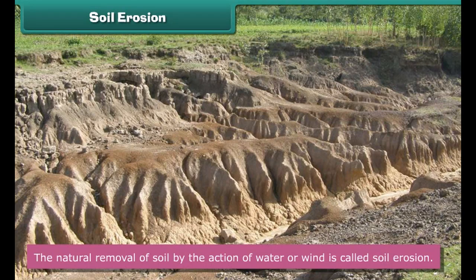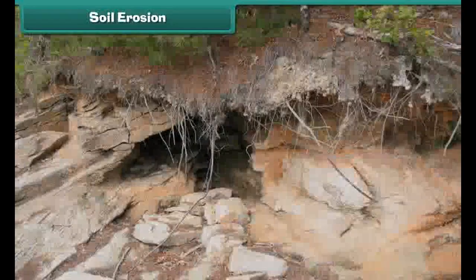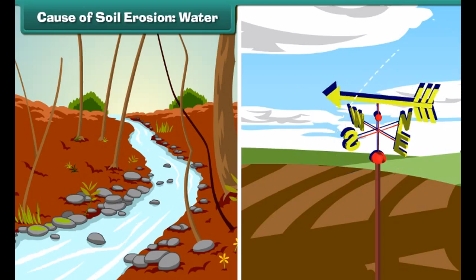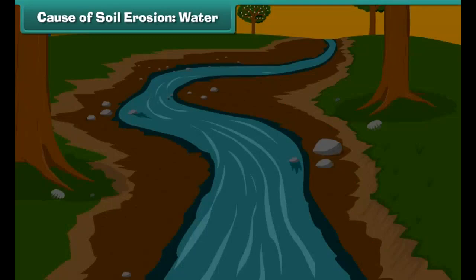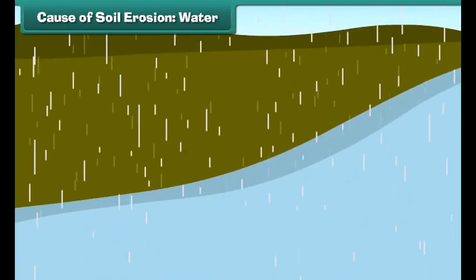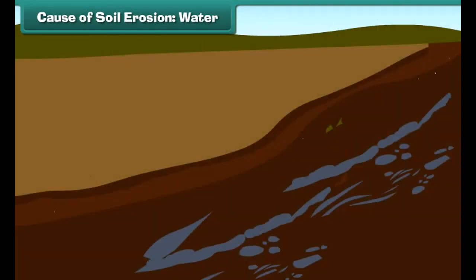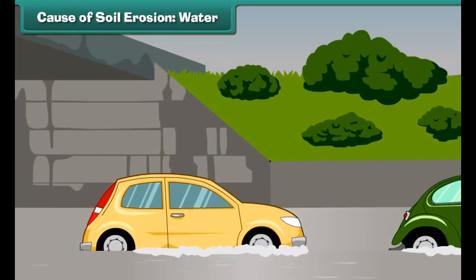Look at the images. The disappearance of the topmost surface and large ditches in the ground are the signs of soil erosion. Friends, come let us know the factors which cause soil erosion. The most common factors are water and wind movements. Water flowing through ground carries away soil with it. During rain, the soil particles are detached by raindrops. These soil particles are carried away by the running water. Floods are also the main cause behind soil erosion.